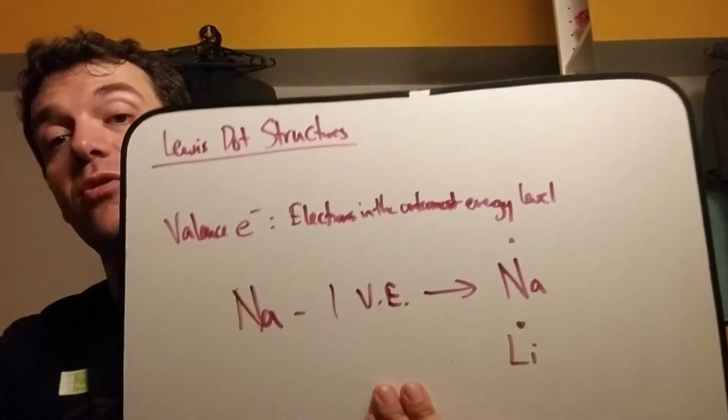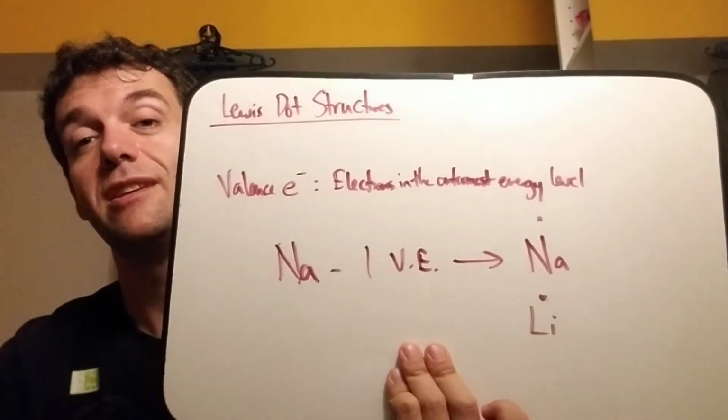Lithium, by the way, would look exactly the same because it's right above sodium in the left-hand column, so it's going to have one valence electron as well. So lithium would look just like that. Okay?